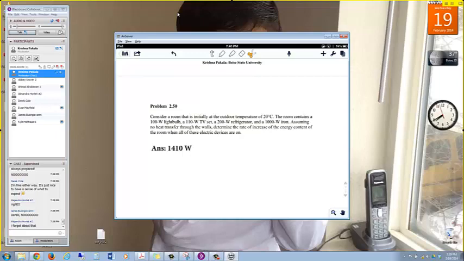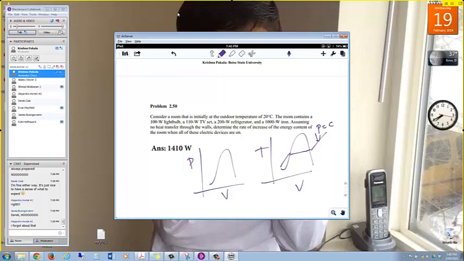Okay. Yeah, remember, I'll give you, say, a PV diagram or a TV diagram with the vapor dome. Okay, so on a TV diagram, this is how the constant pressure line looks like. On a PV diagram, this is how the constant temperature line looks like. Okay.